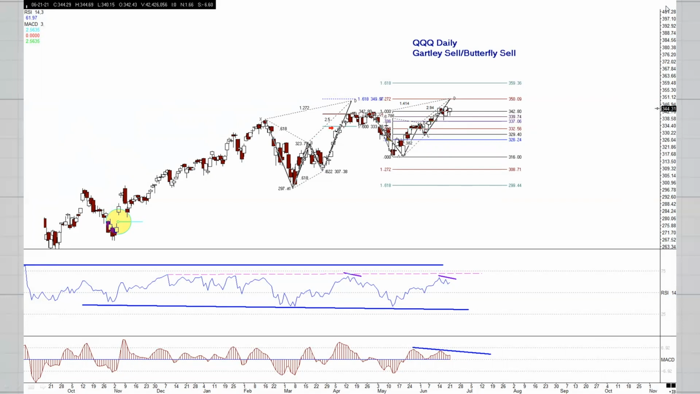Now, the NASDAQ also has this same pattern. And we can see on the RSI here, there's some negative divergences forming. The MACD has some negative divergences. Same with the NASDAQ. So we might be looking at a scenario where the Dow Jones Industrials are not making new highs, the S&P 500 not making new highs, but the Qs and the NASDAQ coming up and completing these butterfly sell patterns. So here's the scenario that I'm tracking.